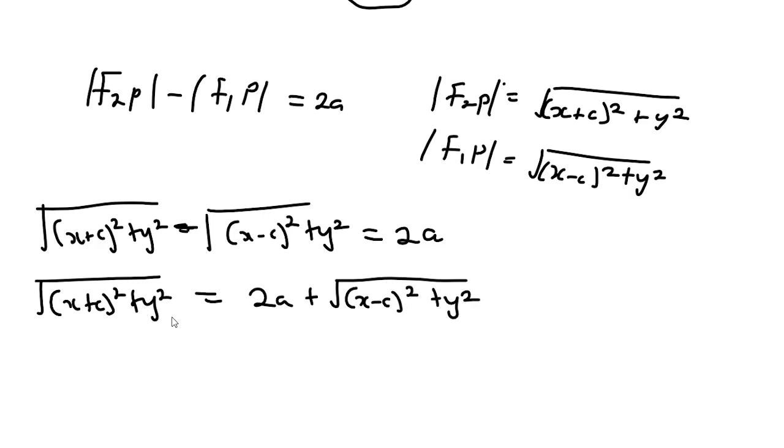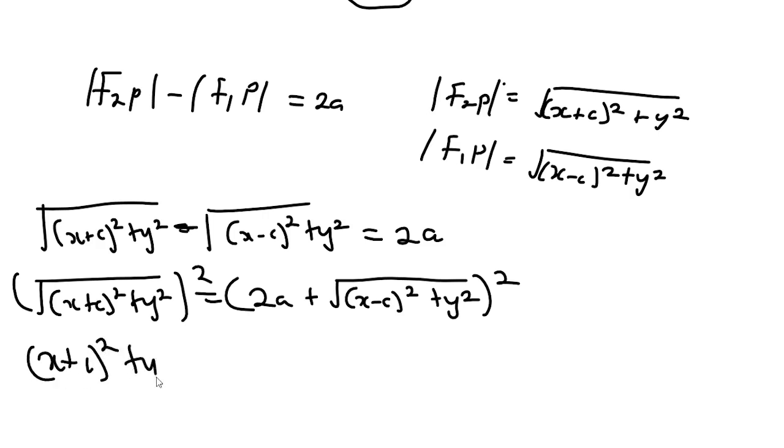Now we want to get rid of the square root, so we square both sides. We square the whole of this, then we square the whole of this. This is going to give us x plus c all squared plus y squared being equal to 4a squared plus 4a times the root of x minus c squared plus y squared.